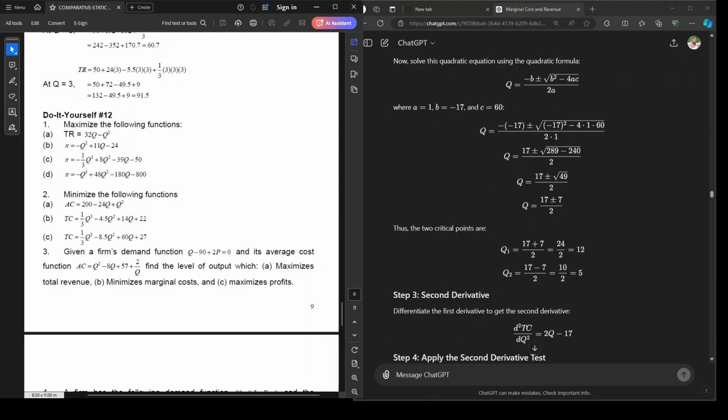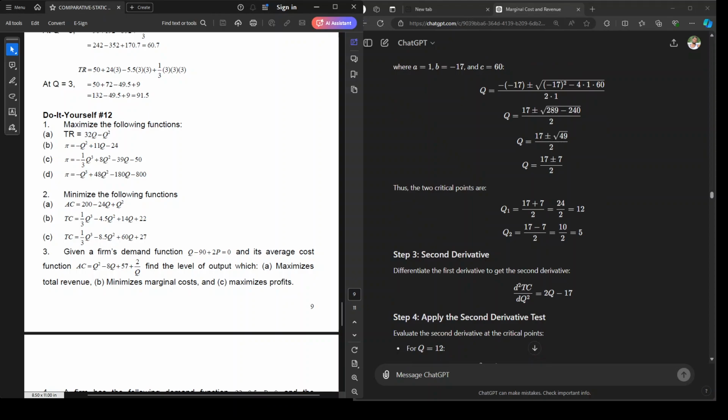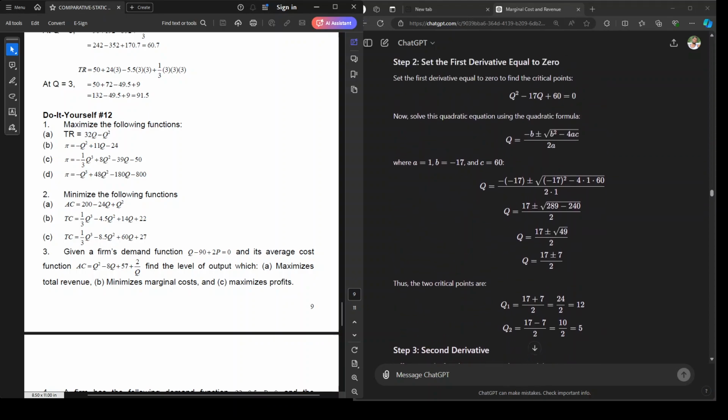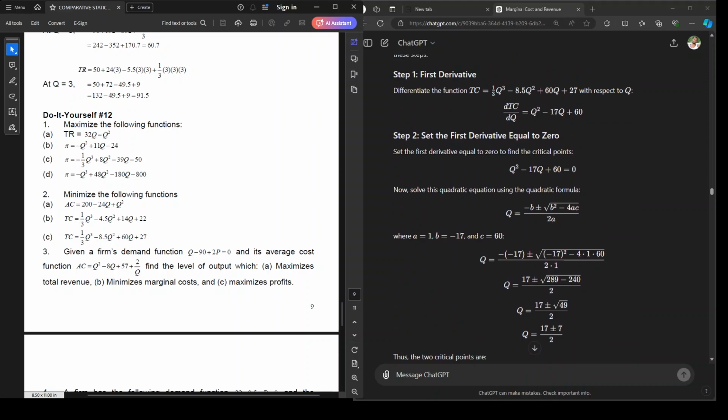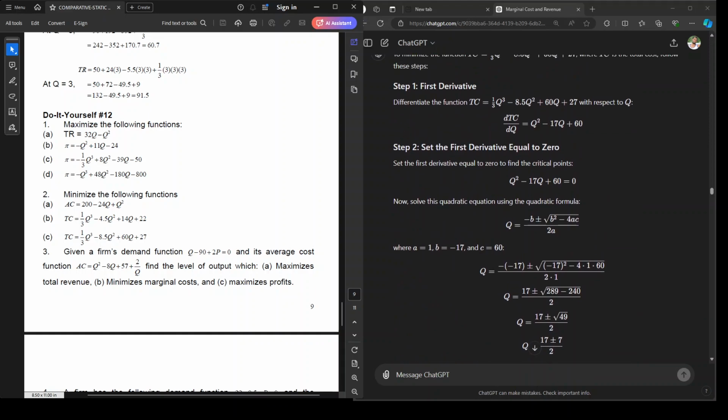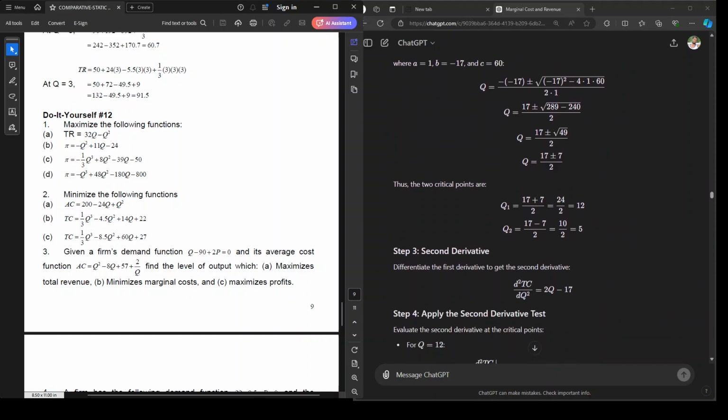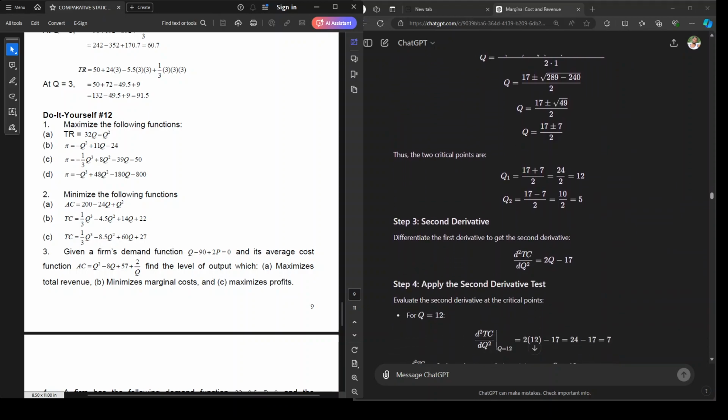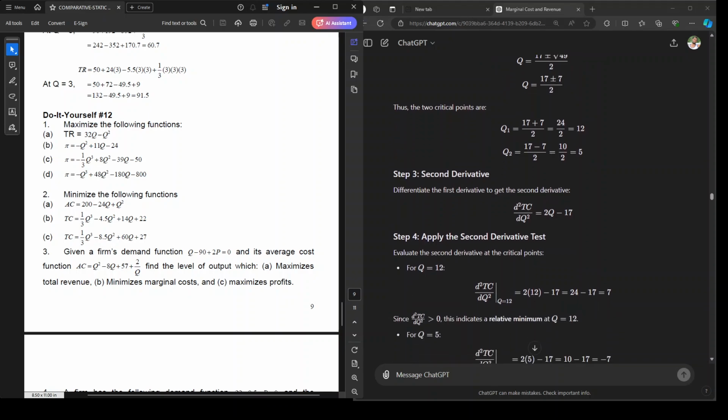After getting the 2 critical values, differentiate again. We're differentiating this one, which we've got after the first derivative. We differentiate now this one, so we get 2q minus 17, which is here. Now put your 2 critical points inside. Find which one gives you positive, and that is the relative minimum.